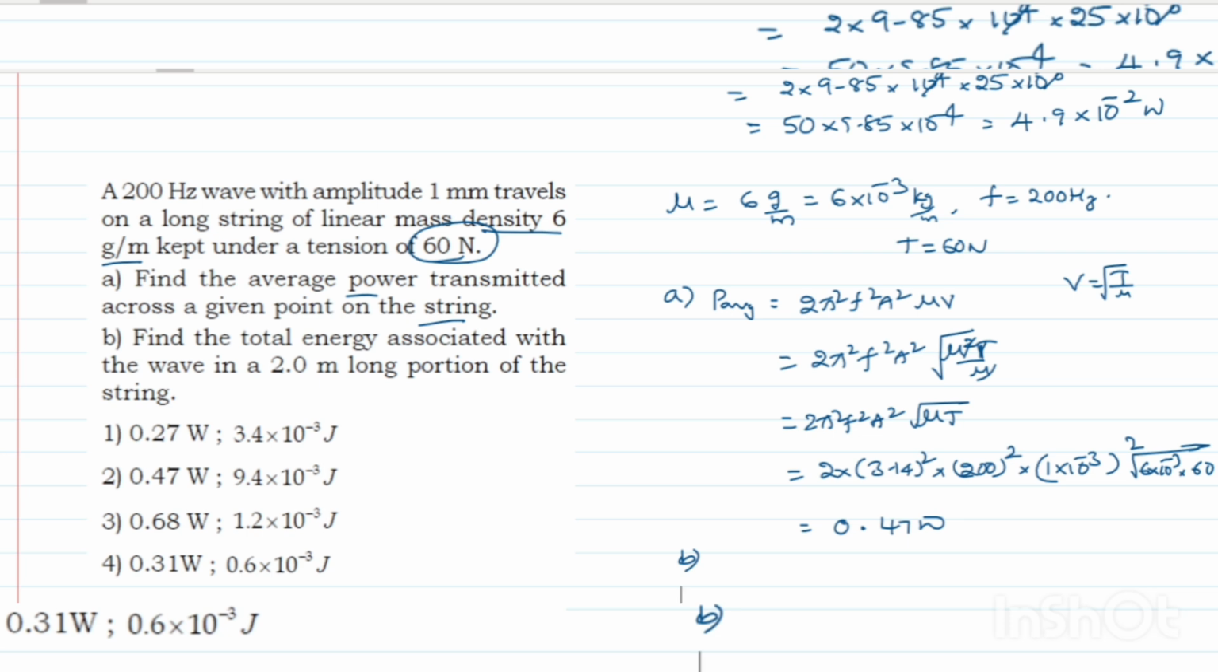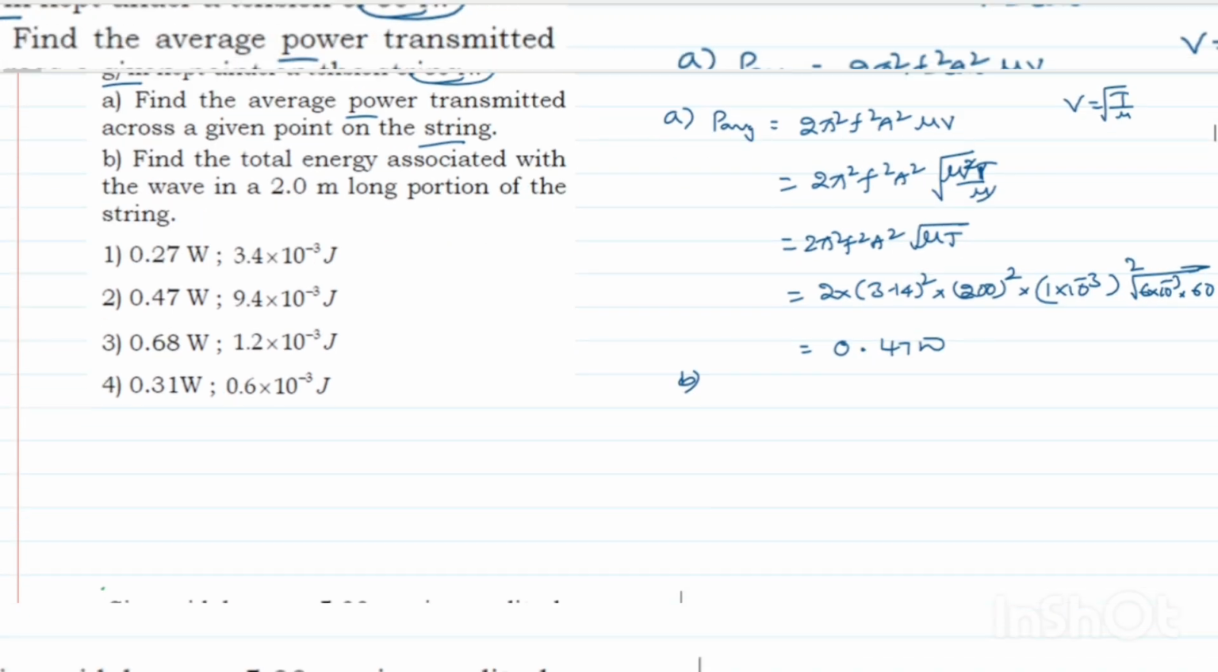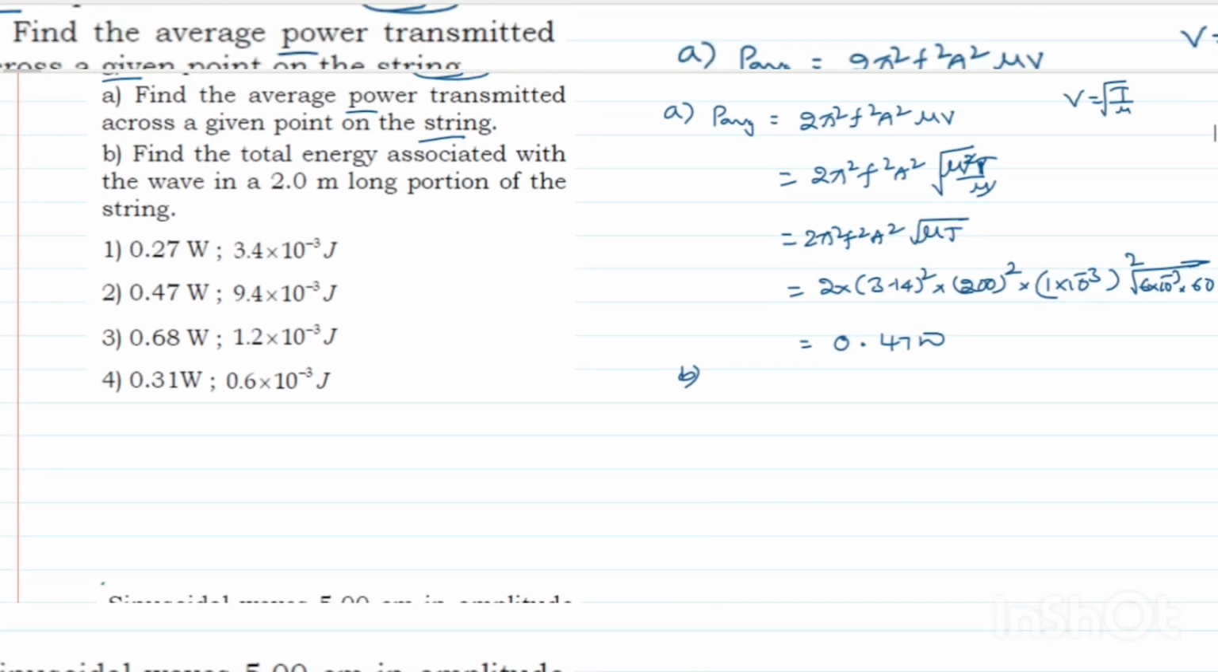Second question they are asking, find the total energy associated with the wave in a 2 meter long portion of the string. So here power equals energy by time. Energy they are asking, which will be equal to power into time. Time in the sense here is distance covered by the wave, so P into length of the string by speed, students.